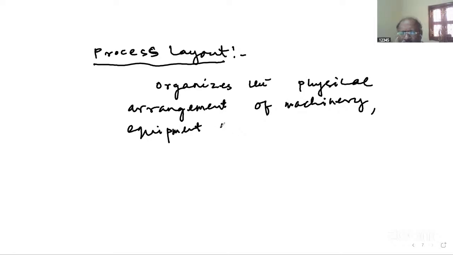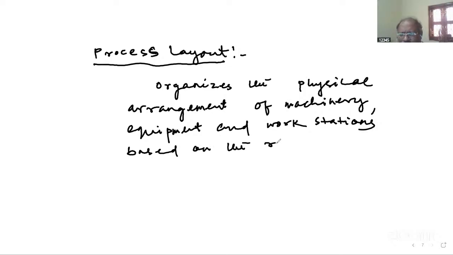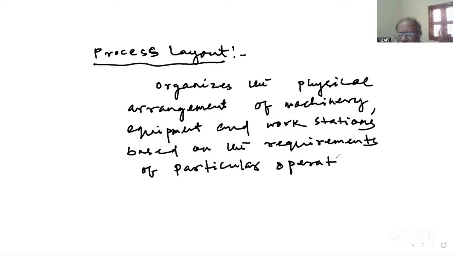and workstations based on the requirement of a particular operation, and machines and equipments are arranged based on process requirements with different workstations.